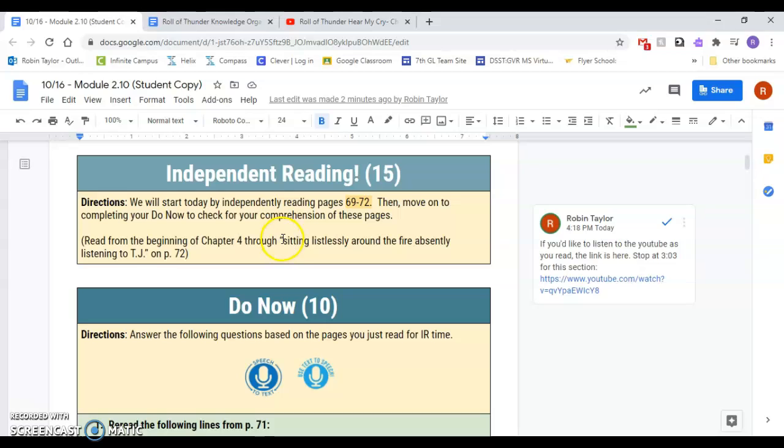Through the lines, sitting listlessly around the fire, absently listening to TJ on page 72. You are not really looking for anything in particular here. You're just trying to make sure that you comprehend what's going on.